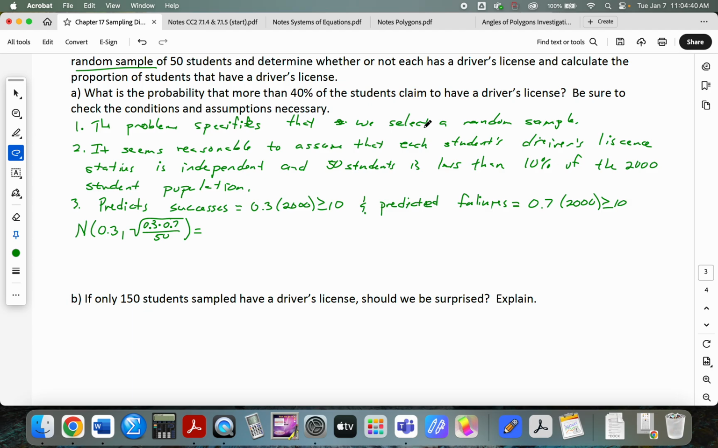So let's see what this comes out to be. So instead of calculating it separately, I'm just going to go into the distribution. And this is a normal distribution where the mean proportion is 0.3, and this is going to be the square root of 0.3 times 0.7 divided by 50, and it gives me 0.0648.